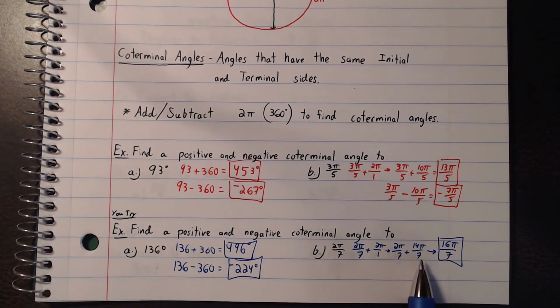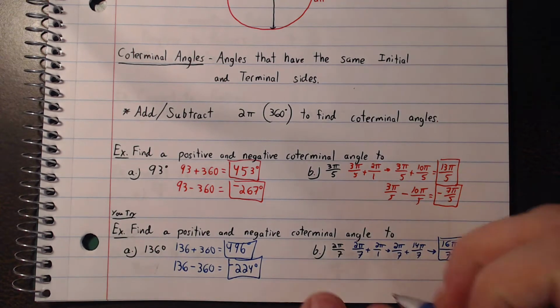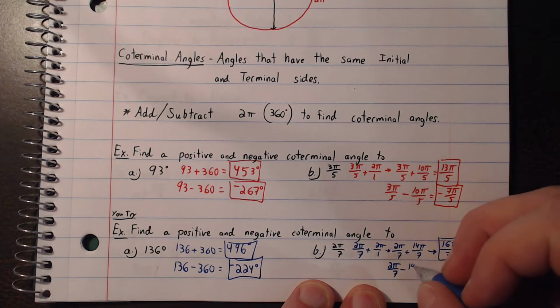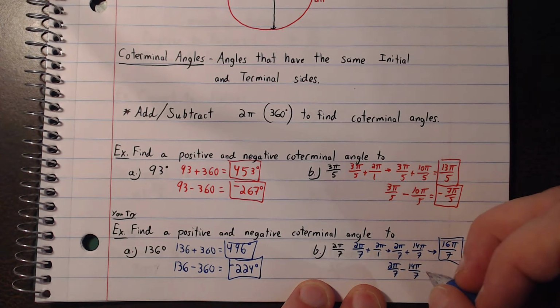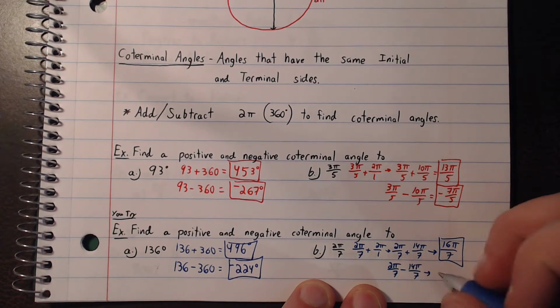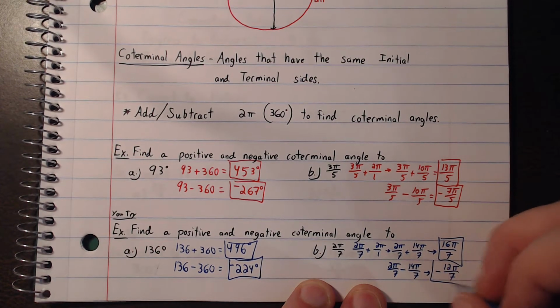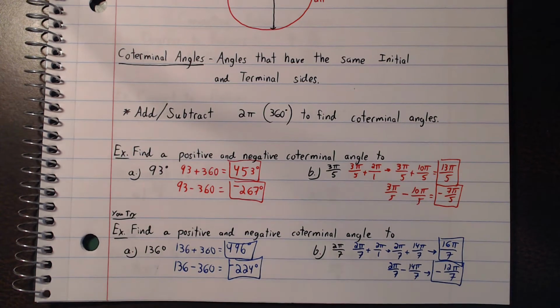And likewise, we know that this is equivalent to 2 pi, right? 14 pi over 7. So I'm just going to subtract that now. Alright, 2 minus 14 is negative 12 pi over 7. How'd you do with those? Hopefully you did okay.